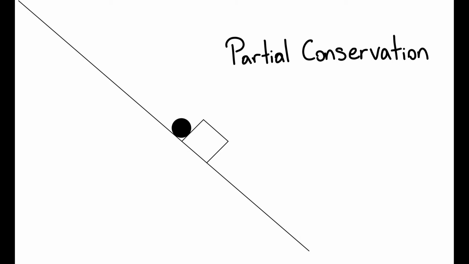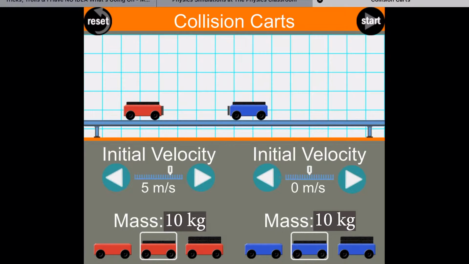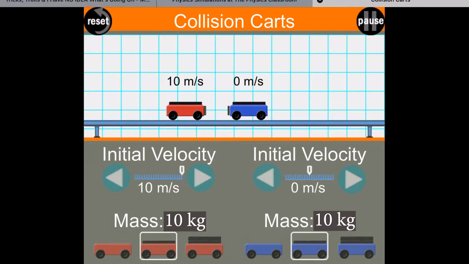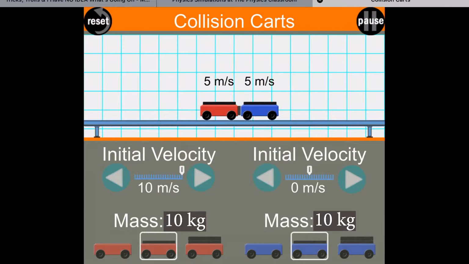What will happen if I put two cars from a train on a track and roll them into each other? They would attach. If both cars weigh 10 kilograms and one is moving 10 meters per second while the other is standing still, what will happen when they collide? They both get a velocity of 5 meters per second.